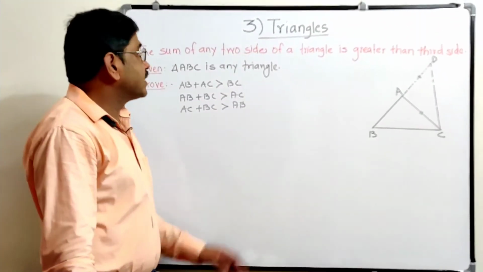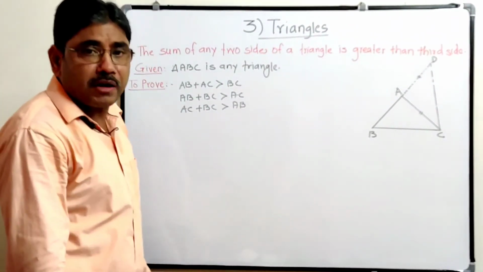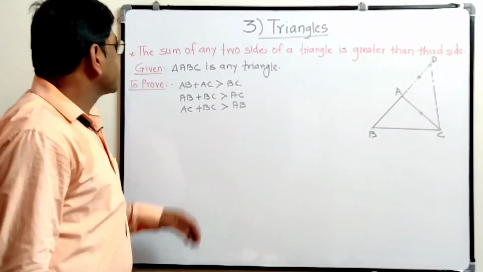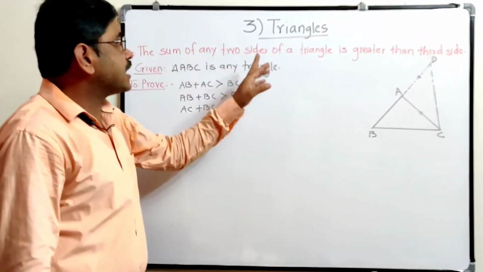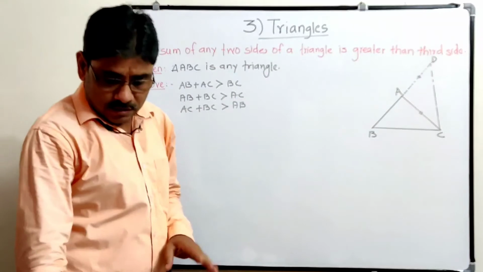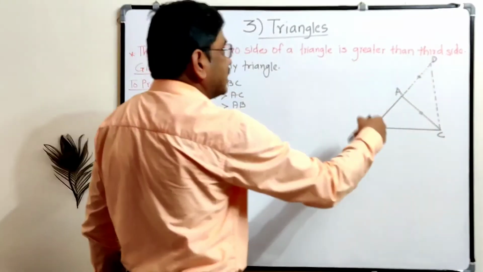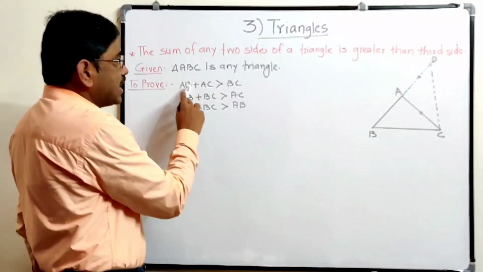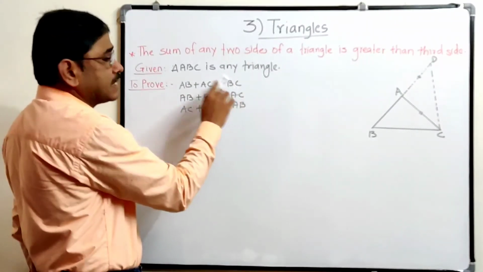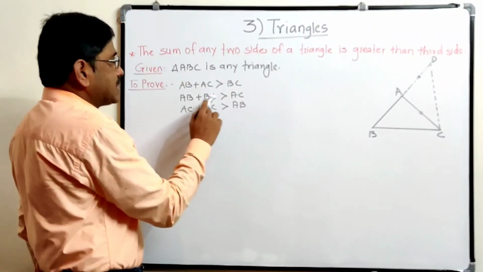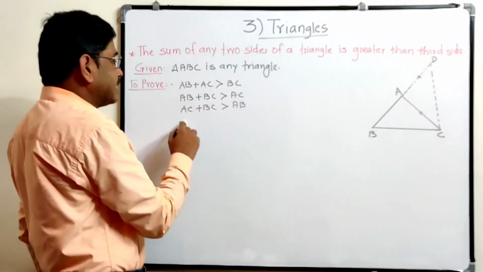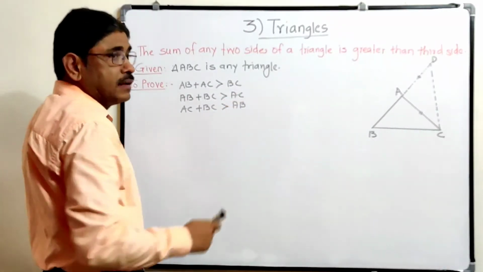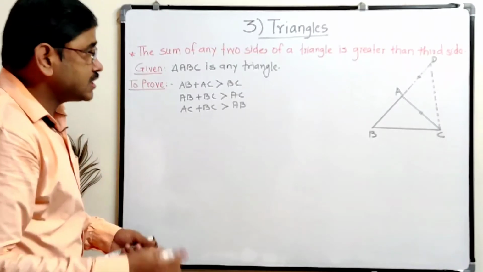Now let us see this last theorem. The statement of that theorem is a very important one. The sum of any two sides of a triangle is greater than the third side. If triangle ABC is the given triangle, any triangle, then what we have to prove? AB plus AC, the sum of two sides, is greater than the third side, or AB plus BC, the sum of these two sides, is greater than AC, and AC plus BC is greater than AB. Now the construction is there.